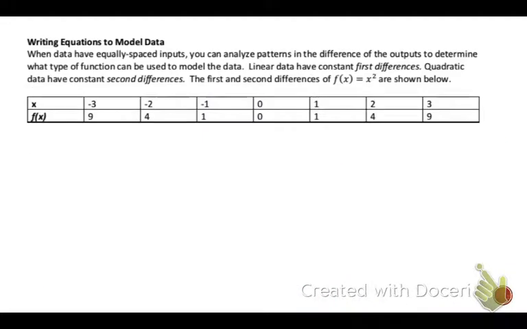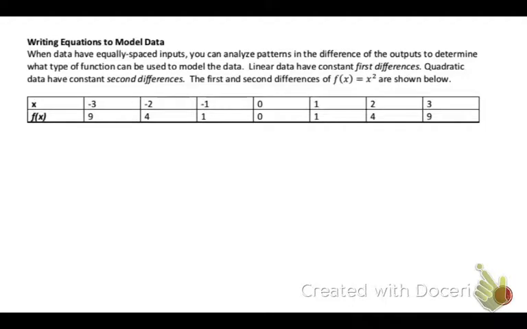Let's talk about writing equations to model data. So when data have equally spaced inputs, you can analyze patterns in the differences of the outputs to determine what type of function can be used to model the data. Linear data have constant first differences. Quadratic data have constant second differences. That's a degree 2 equation.